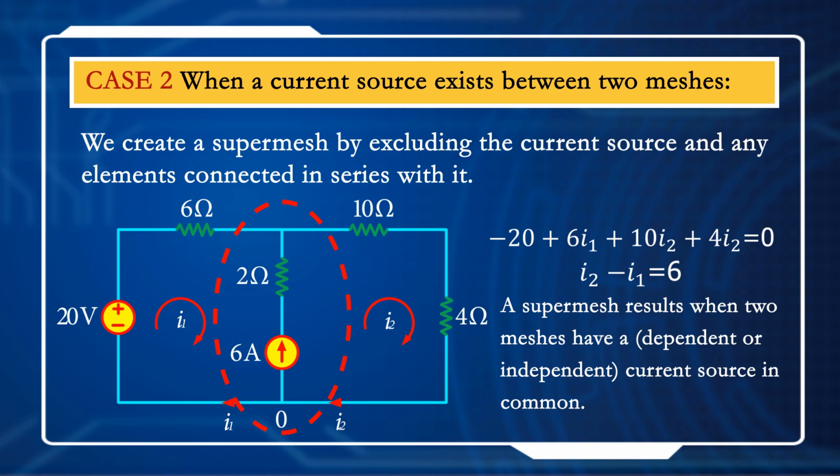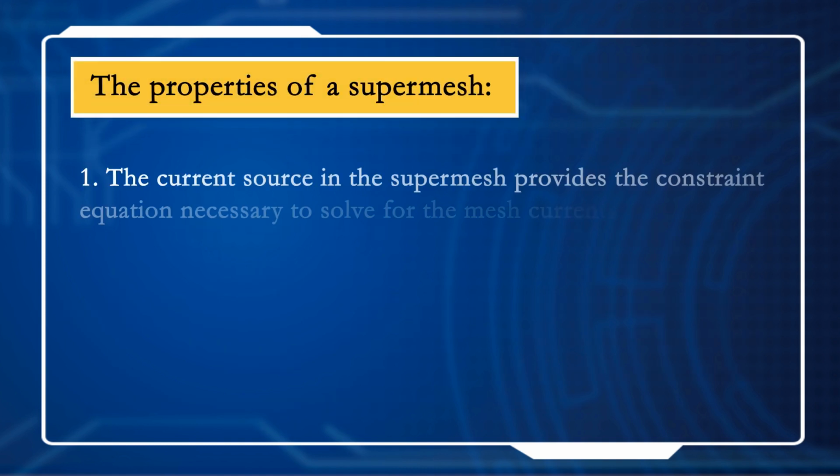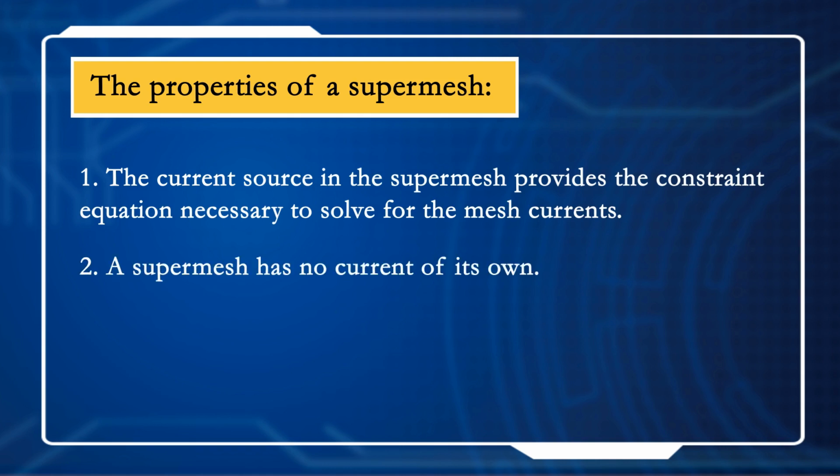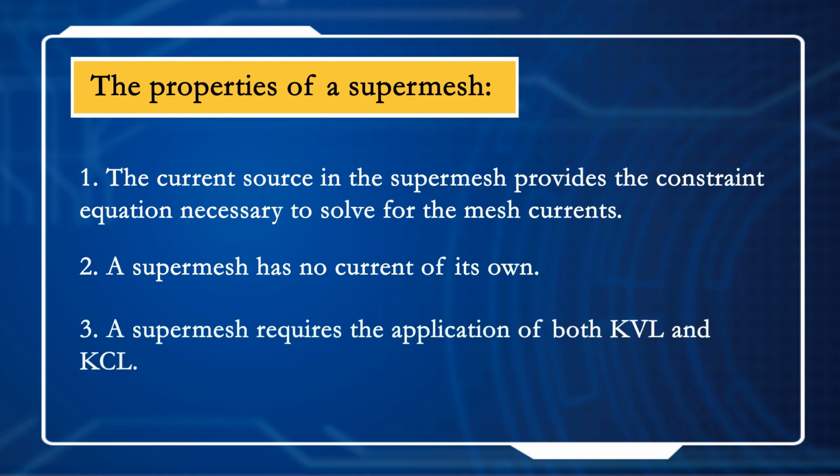And now, what are the properties of a super mesh? The first one, the current source in a super mesh provides the constraint equations necessary to solve the mesh currents. The second one, a super mesh has no current of its own. The third one, a super mesh requires the application of both KCL and KVL. This is the end of this section.